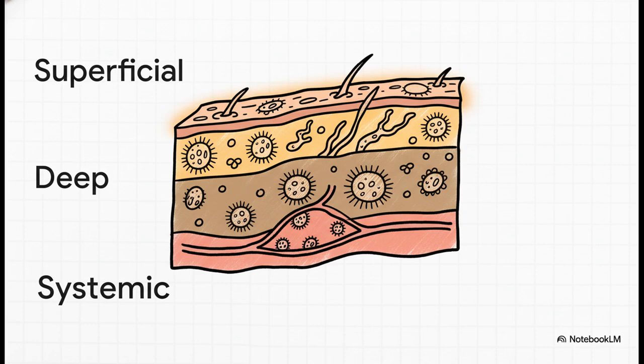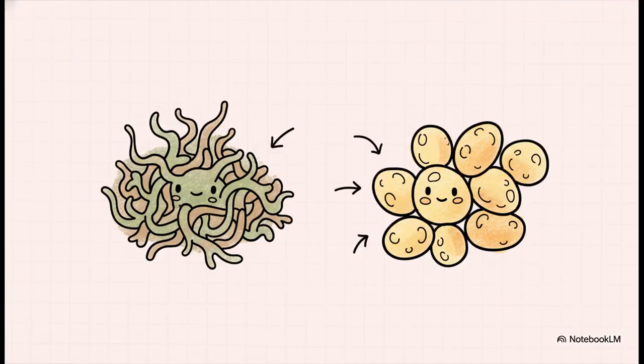Now, for our purposes today, we're really going to focus on the superficial ones, because they're the ones most of us are likely to encounter. And when you look at those superficial infections, it turns out there are two main groups of culprits causing most of the trouble: a group called dermatophytes and a type of yeast called candida. We're going to get properly introduced to both of them, starting with the dermatophytes.